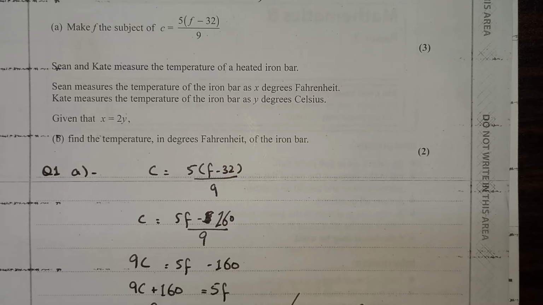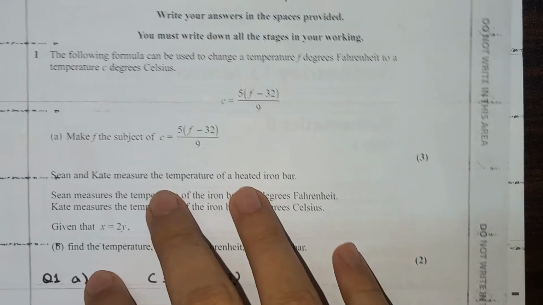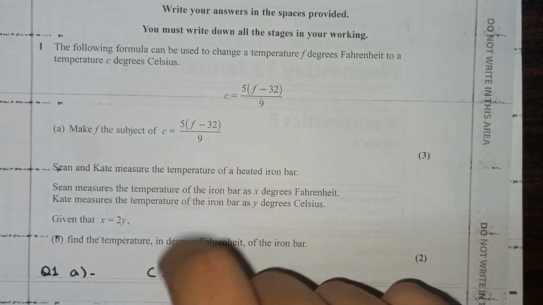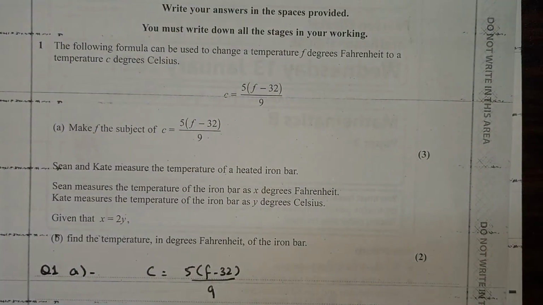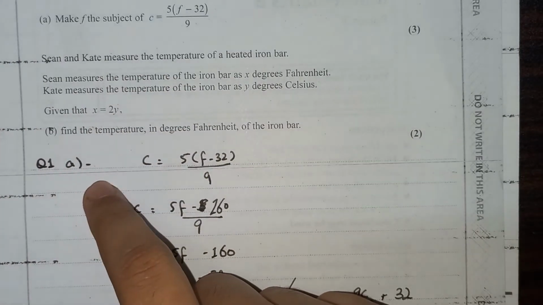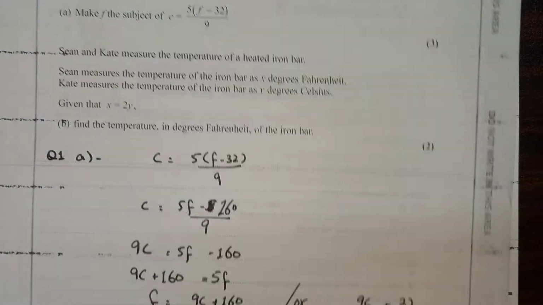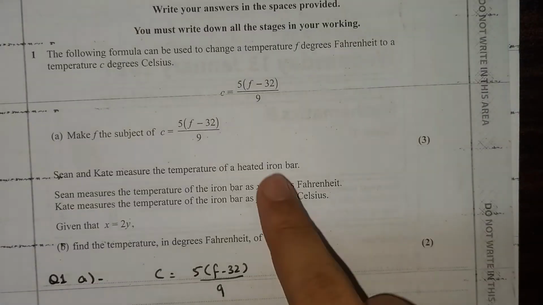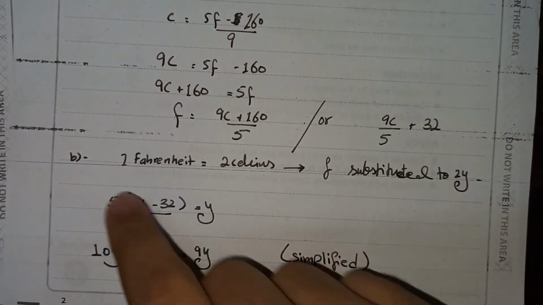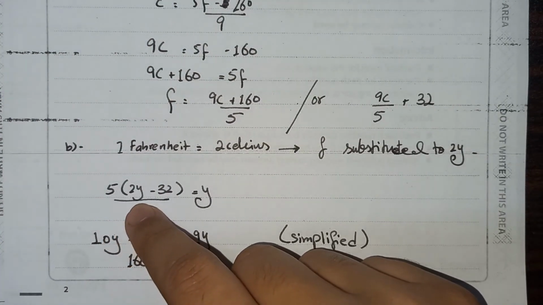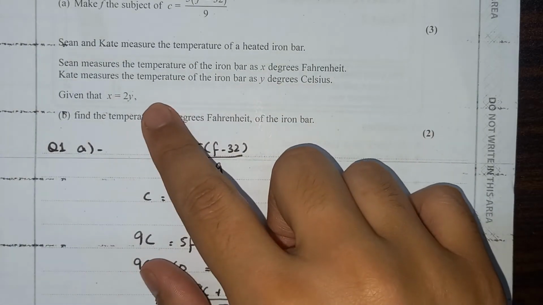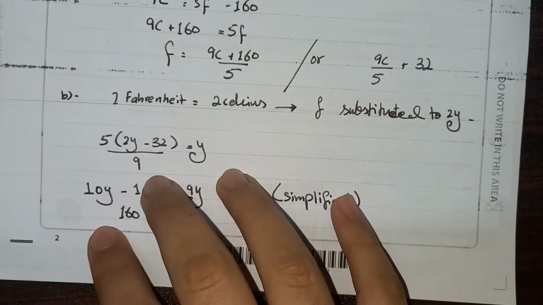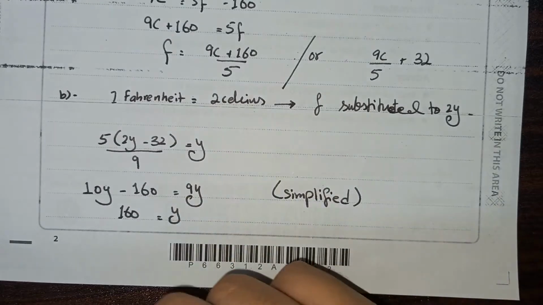So here we need to note something, that Y means Celsius and X means Fahrenheit. And in this above part, we know that F means Fahrenheit. So over here we are given the value of Fahrenheit as 2Y. So simply using the same equation, in place of F, we just substitute the value of Fahrenheit, which is 2Y, as given here.